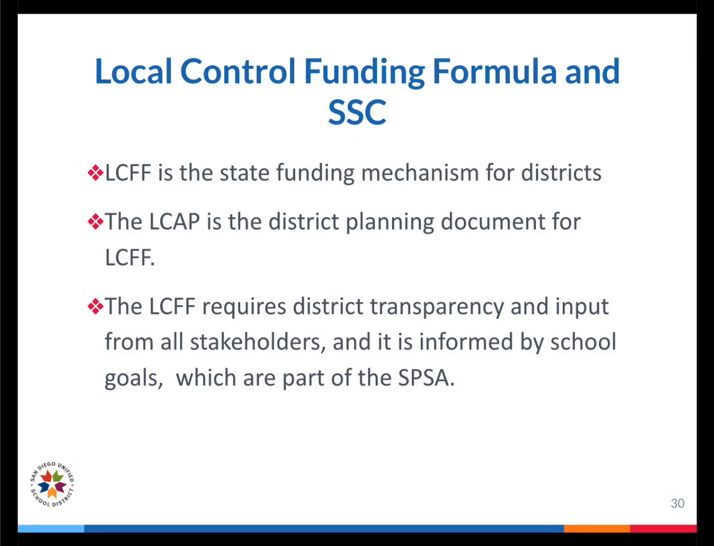LCFF is the state funding mechanism for districts. The LCAP is the district planning document for LCFF. LCFF requires district transparency and input from all stakeholders and is informed by school goals, which are part of the SPSA. The SSC is one of the committees that must provide input on the school's LCFF funds.